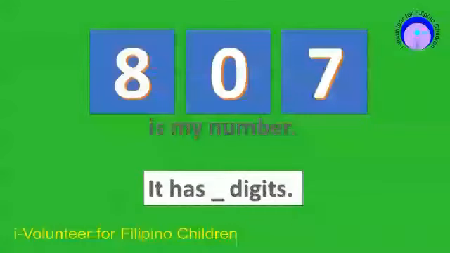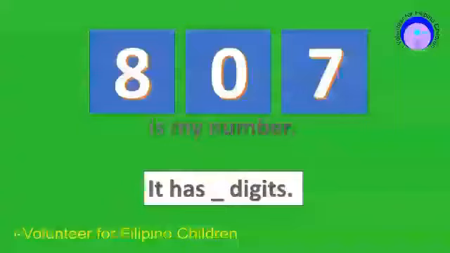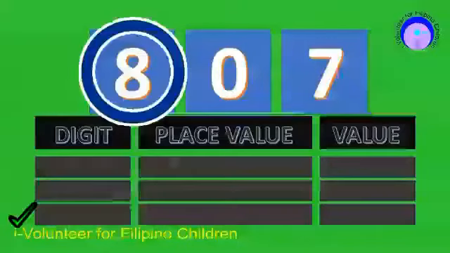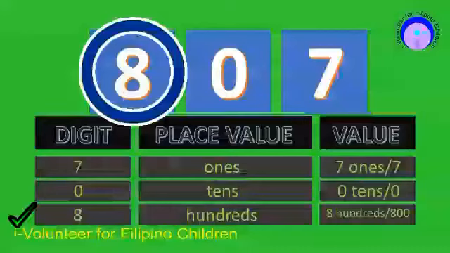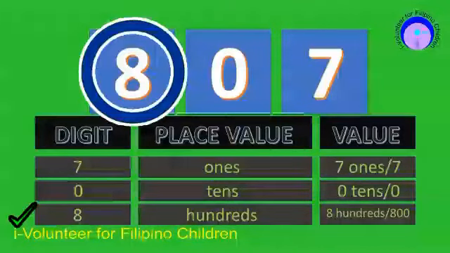What is your number? How many digits does your number have? 807 is my number, and it has 3 digits. What digit do you have? What place value does it belong to? What is the value of your digit? Digit 8 is in the hundreds place, and its value is 8 hundreds or 800.